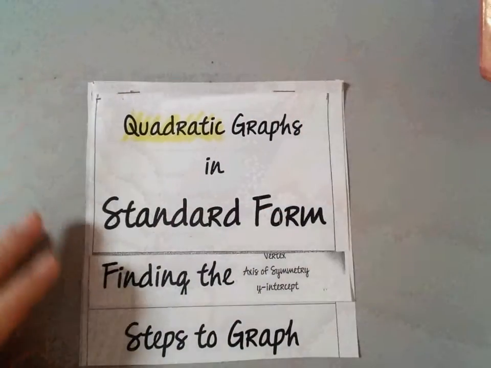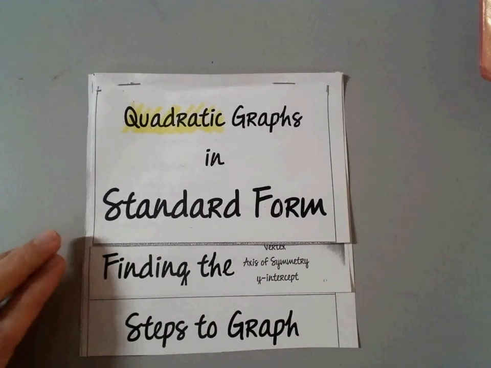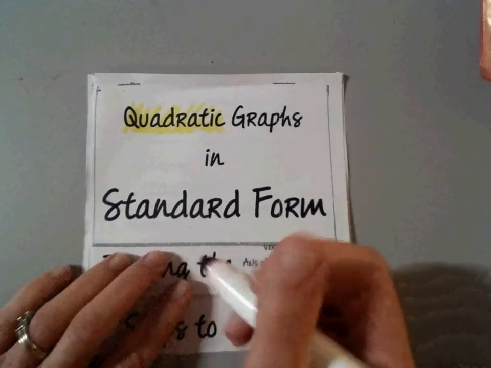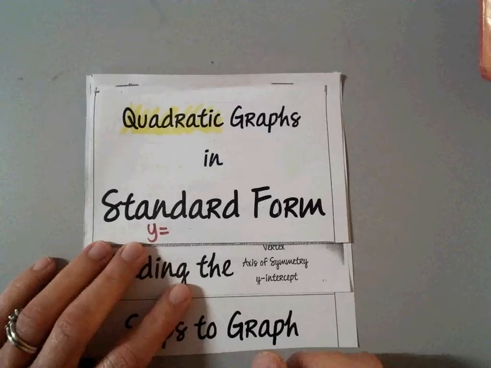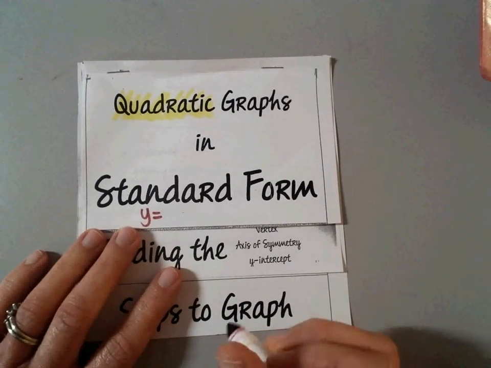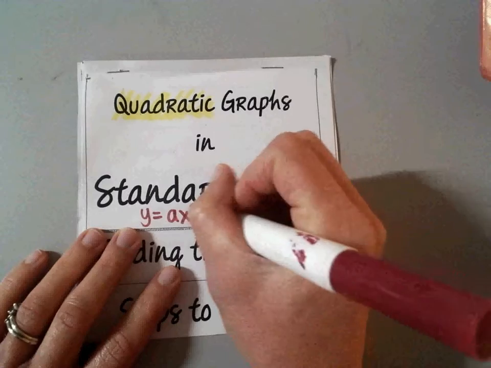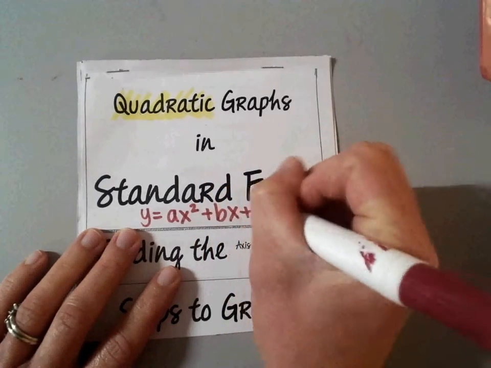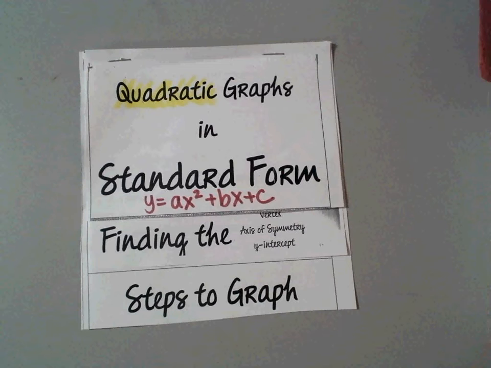Okay, so what does standard form look like? Well, standard form I just showed you, but what's it look like as a formula? The formula for standard form, quadratics are in standard form when it looks like this: y equals ax squared plus bx plus c.